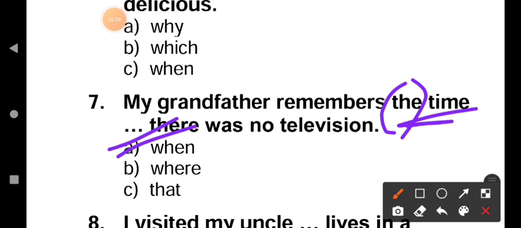When indicates the time. It is an adverb of time. The clause starts with the adverb of time. The time when there was no television. It is the right answer, option A.